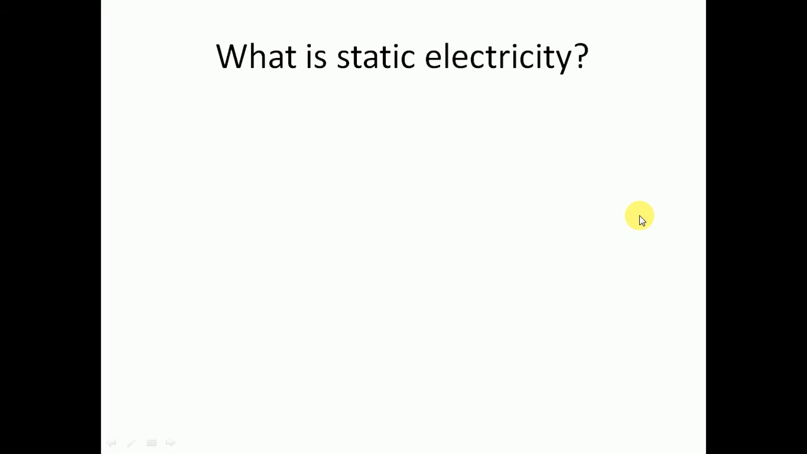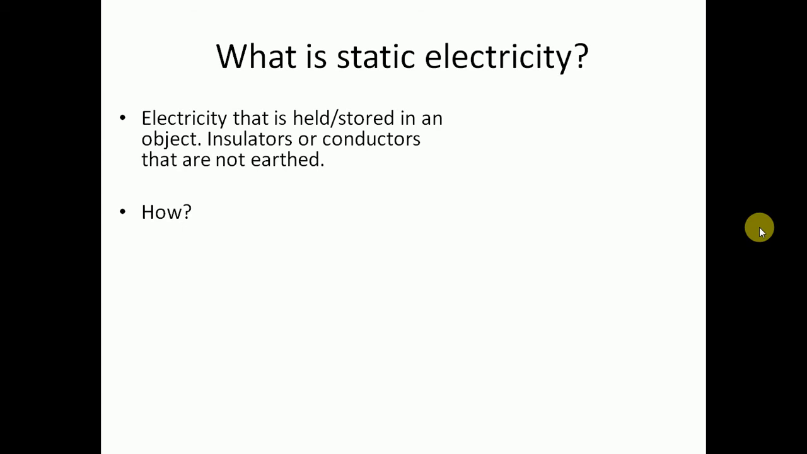So, static electricity. What is static electricity? Well, static electricity is electricity that is held in an object. The types of objects that can hold static electricity are insulators, so plastics are a good example of this, and other non-metals, but also conductors, so things such as metals can become statically charged, but this is only when they are not earthed. This is very important to remember, because if they are earthed, then the charge is able to flow to the earth and therefore discharge.